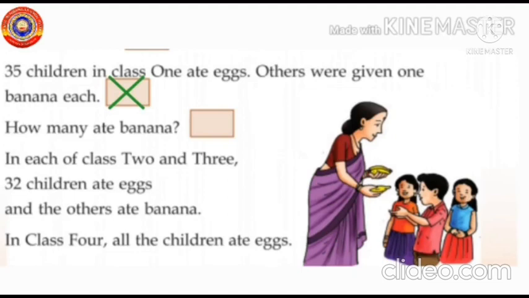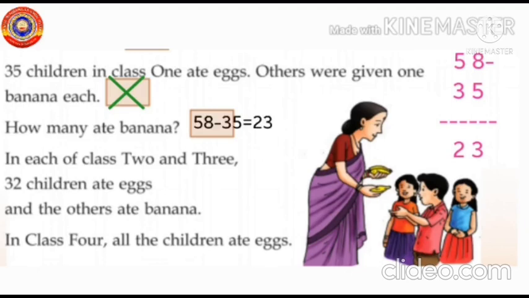Second question, 35 children in class 1 ate eggs. Others were given 1 banana each. How many ate banana? Here, total children 58. Children ate egg equal 35. Here we want to find how many children ate bananas. So children ate banana equal 58 minus 35. That is 8 minus 5, 3. 5 minus 3, 2. Answer is 23.